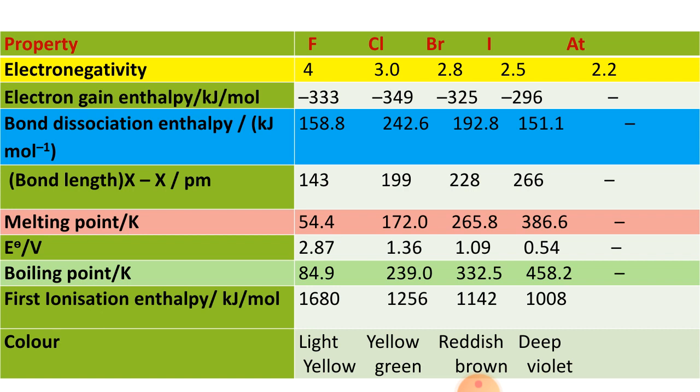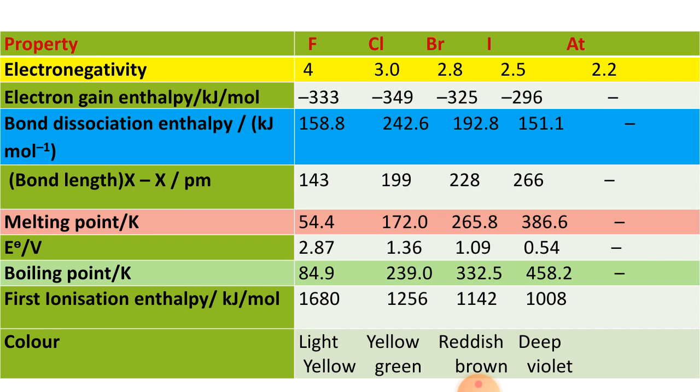Now next, first ionization enthalpy in kilojoule per mole. So look at this. Ionization enthalpy depends upon the size of elements, that is, the smaller the size, the more the ionization enthalpy. So down the group the size increases, that's why the ionization enthalpy value decreases down the group. So this is also a general trend which can be seen here.